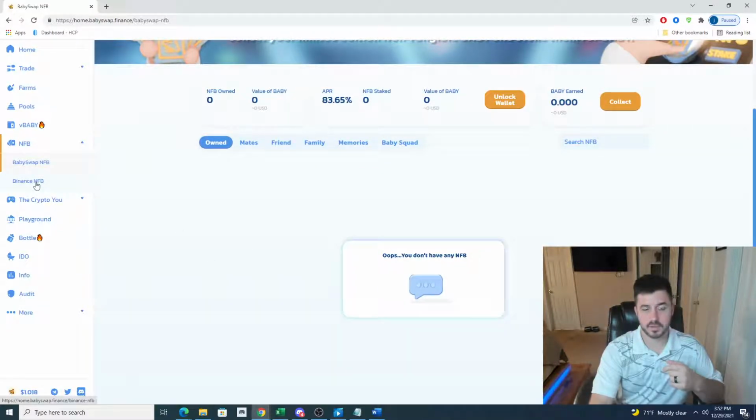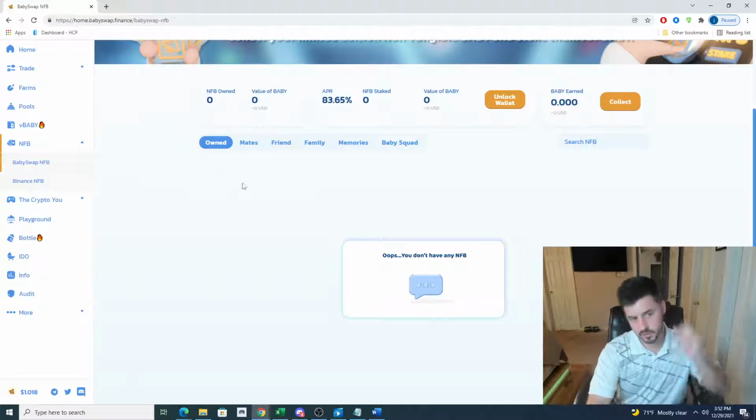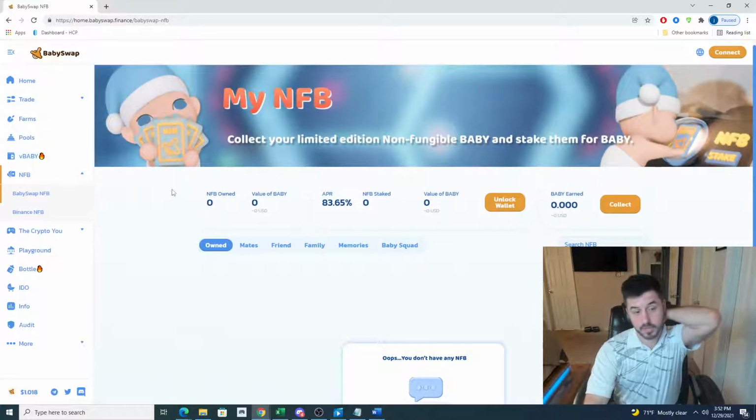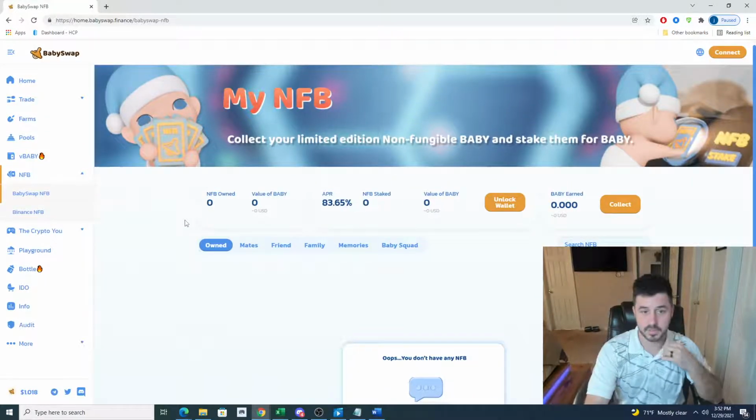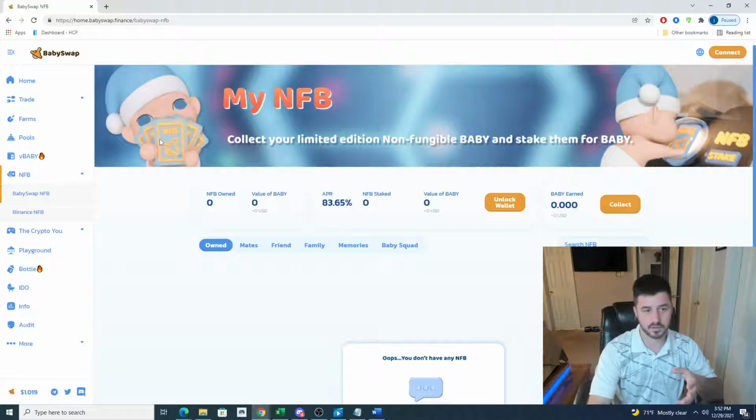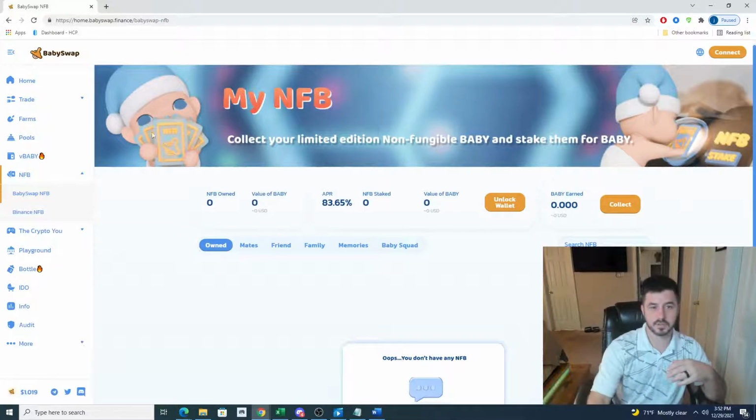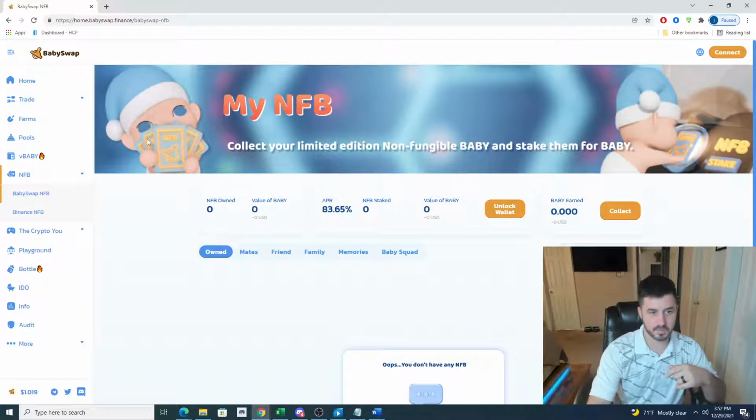you'll have to see all those on Treasureland. They currently don't have them here. They had pretty much all their stuff listed on Treasureland, so you can check into that. They have a lot of different characters. You'll see similar to this BabySwap logo here.